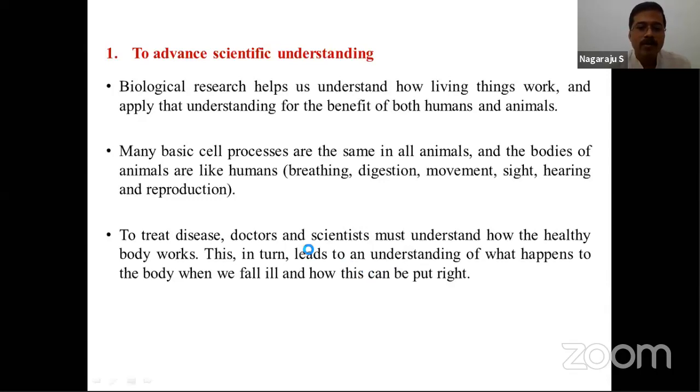Why do we need to do this? To treat diseases, doctors and scientists must understand how the healthy body works. First, if I understand how the normal functional activities happen, I can induce the disease conditions and look into how these normal functional activities are affected. Then I can correct that by using vaccines, drugs, or chemical molecules which can bring back the normal functions of these systems, so that this can be replicated in human systems as well.